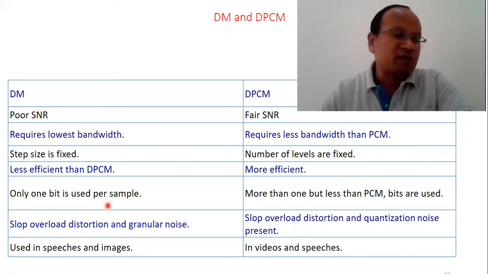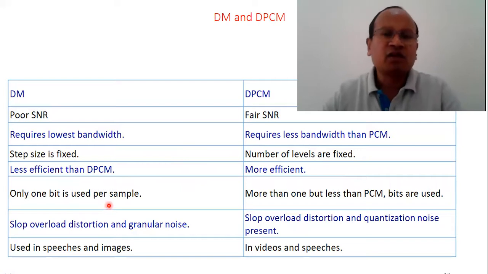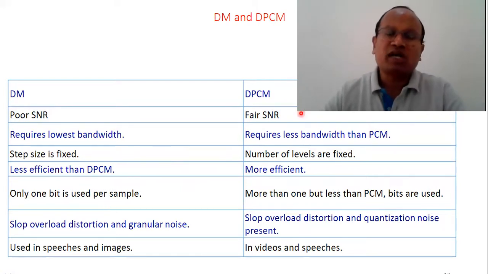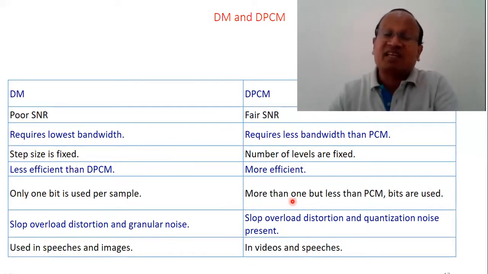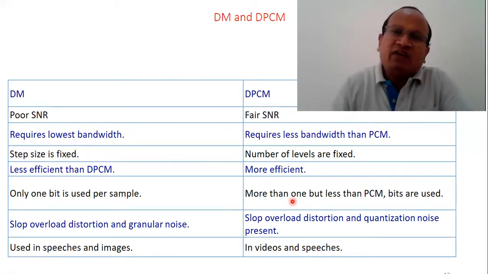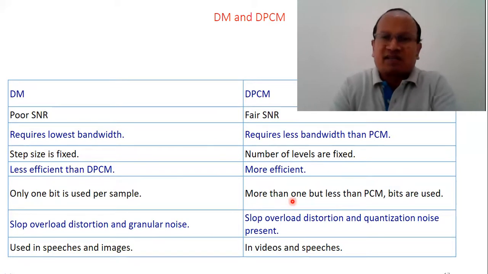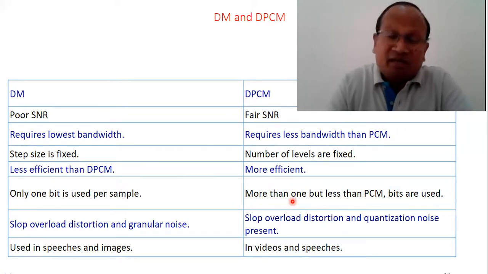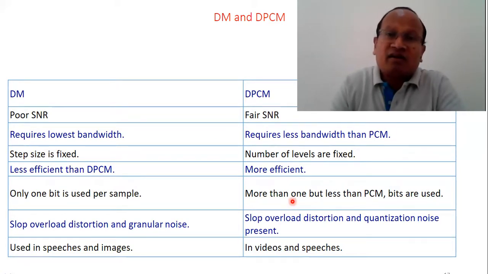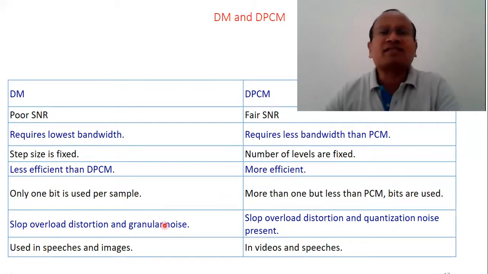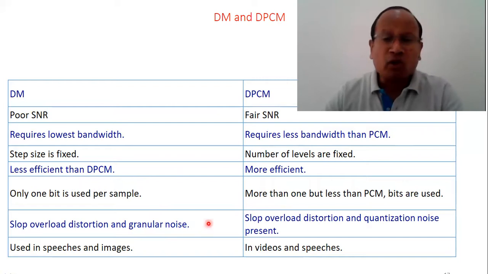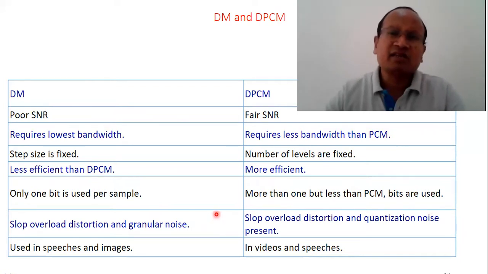Only one bit is used per sample, already discussed. Only one bit is used, whereas in DPCM more than one but less than PCM. There are a number of bits required in order to encode, and these are lesser than PCM, but more than delta modulation. Slope overload distortion and granular noise are both difficulties which can be observed in both delta modulation as well as DPCM.